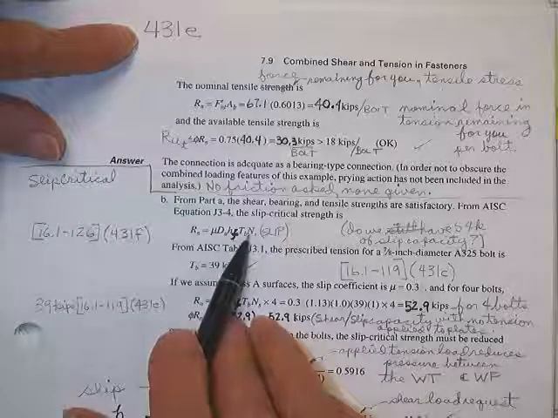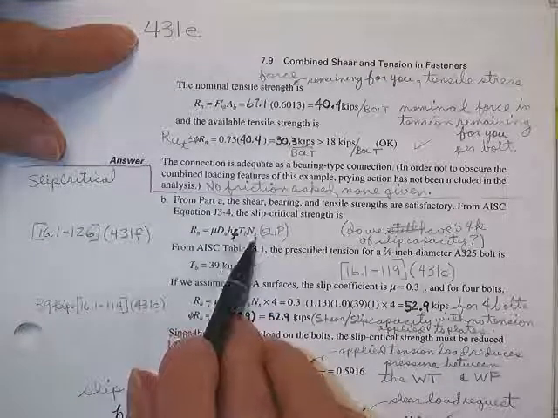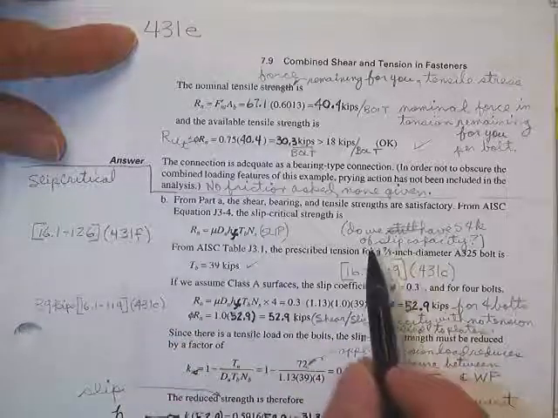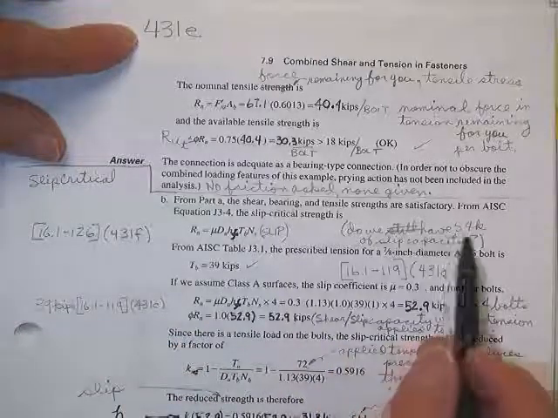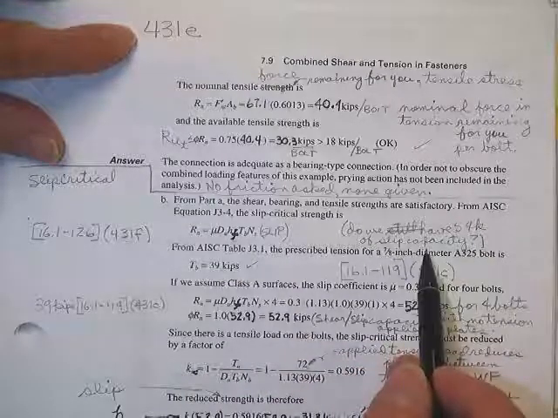This should be, was this little n in the previous thing? I don't know whether we're using big N or little n, but that's the number of slip planes. Here I say, do we still have 54 kips of slip capacity? I guess that's really what we're asking. See if we still have 54.